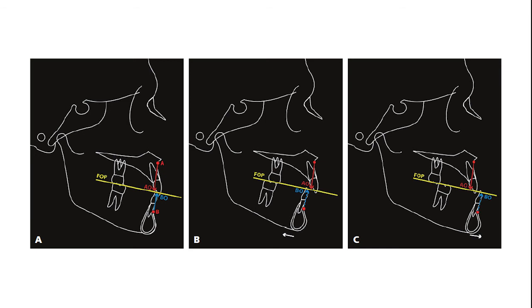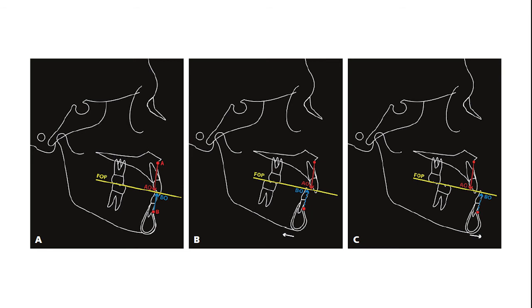The mean values are, in females, BO and AO coincide. Its range is about 0 plus or minus 2 millimeters. In males, BO is 1 millimeter behind AO. Its range is around minus 1 plus or minus 2 millimeters. Males are slightly more class 3 than females.